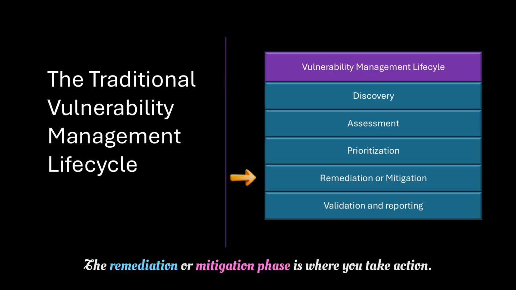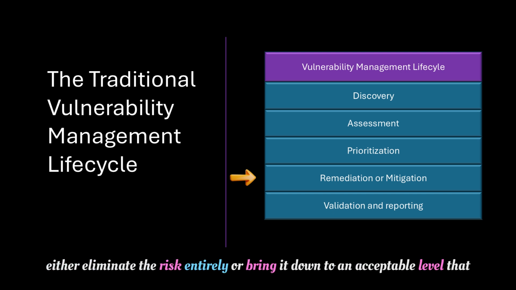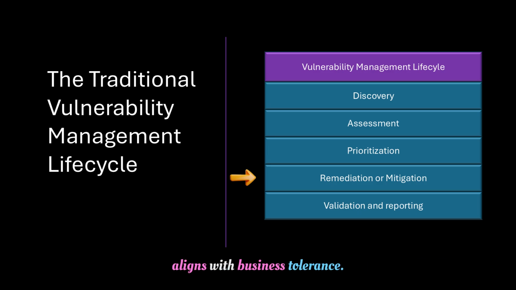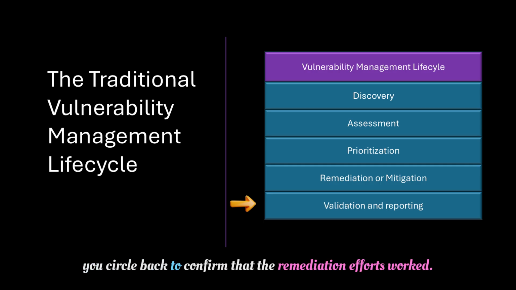The remediation or mitigation phase is where you take action. Depending on the situation, you might patch a vulnerability, reconfigure a system, apply a virtual patch, or implement compensating controls. Your goal is to either eliminate the risk entirely or bring it down to an acceptable level that aligns with business tolerance. Finally, in the validation and reporting phase, you circle back to confirm that the remediation efforts worked.